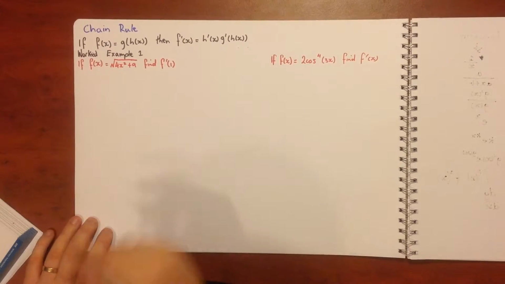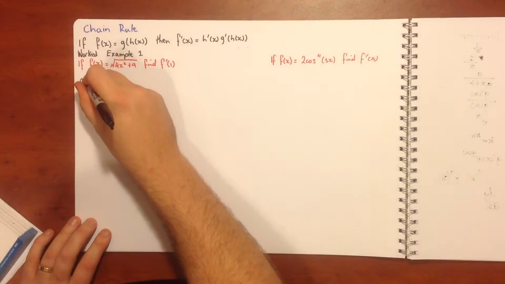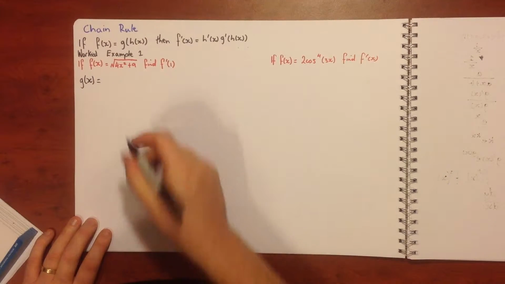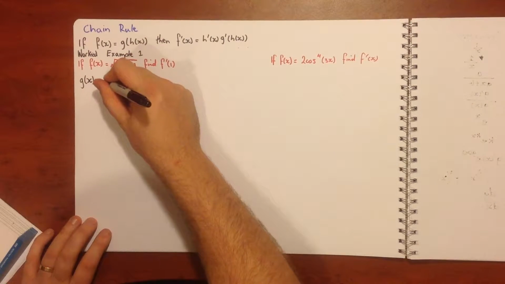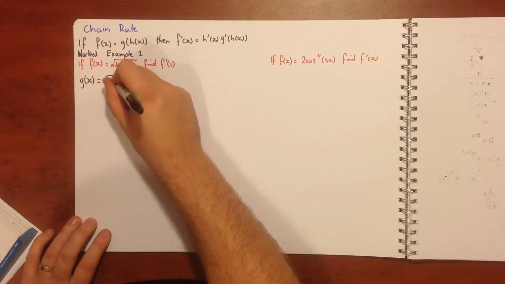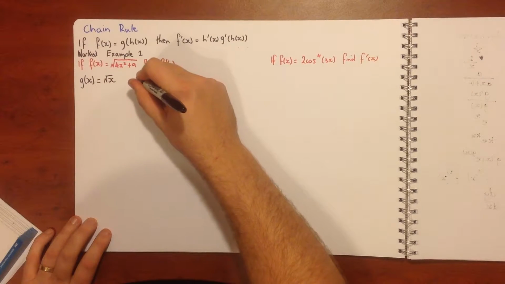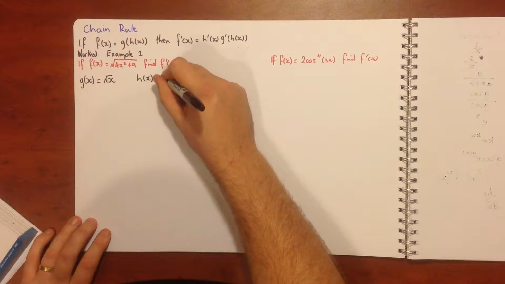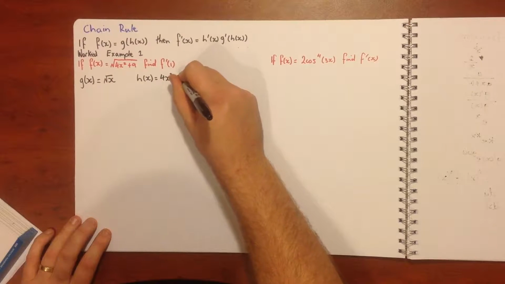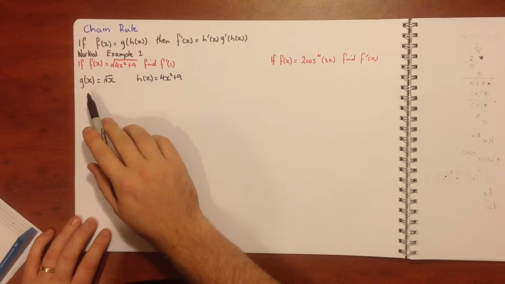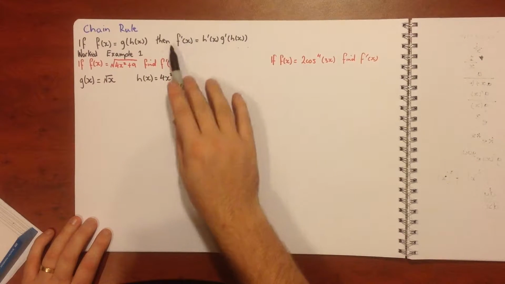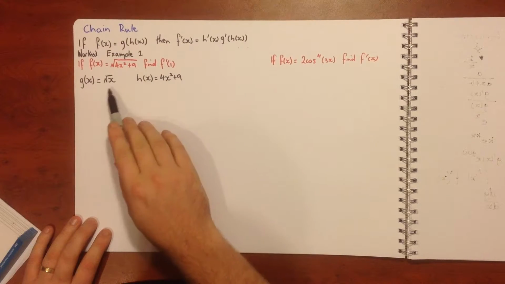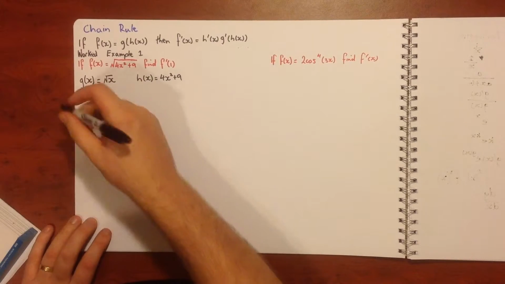A good way to set this up is to actually write down what g of x would be. Sometimes you've got to think a little bit about what this function would be, because it's not quite as obvious. That's our square root function, so g of x is the square root of x, and that would mean that h of x is equal to 4x squared plus 9. To find our derivative, we need h dash of x and we need g dash of x. So we're going to take the derivative of these parts by themselves.